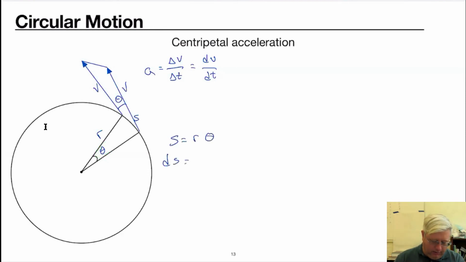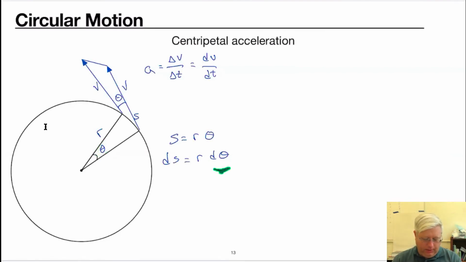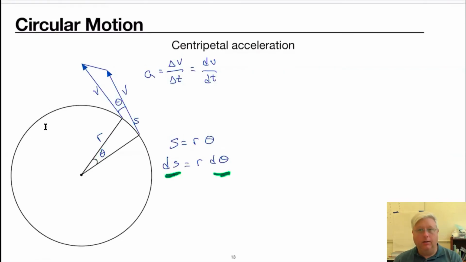ds equals r d theta, right? Because we're going through a displacement, a d theta, an angular displacement, which will allow us to go through a linear displacement, ds. And so if those are two similar triangles, then we have this theta, we have v and v, the sides equal in length, so just the same thing is going on here in this wedge. Well, then this side is dv, the change in v.